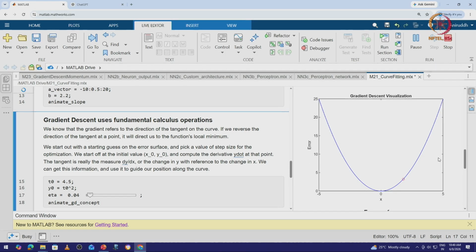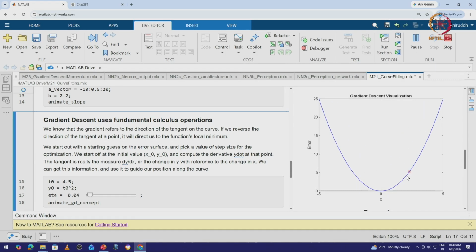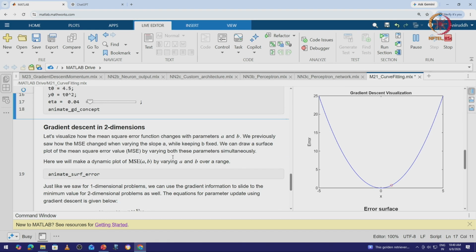This is an example we even saw earlier. What happens using the gradient descent algorithm? We start from a randomly initialized point, but we eventually go towards the minimum using this particular operation, right? And this is something that can be clearly highlighted by this particular video and the plot on the right. Now let us look at gradient descent in 2 dimensions.